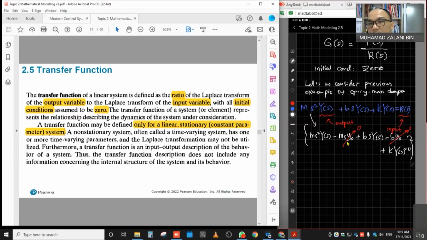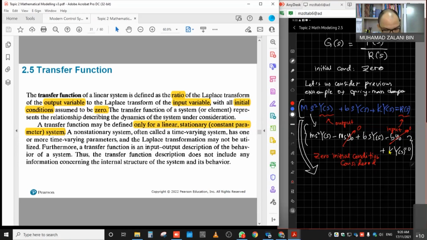So if you take this y naught as 0 and this b y naught also 0, the terms left are ms squared Ys, bs Ys, and k Ys equals Rs, which in this case is the 0 initial condition. So we have this equation with 0 initial condition, which is referring to this equation.